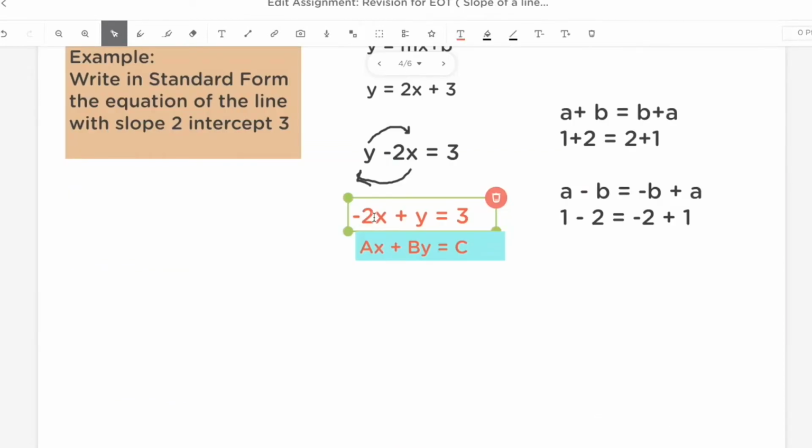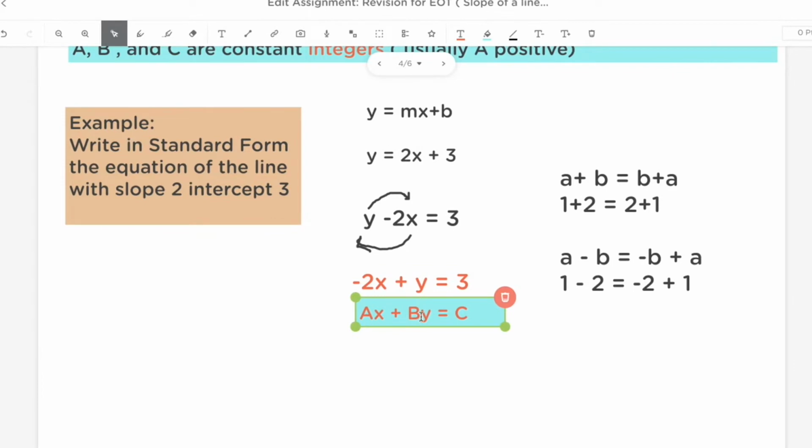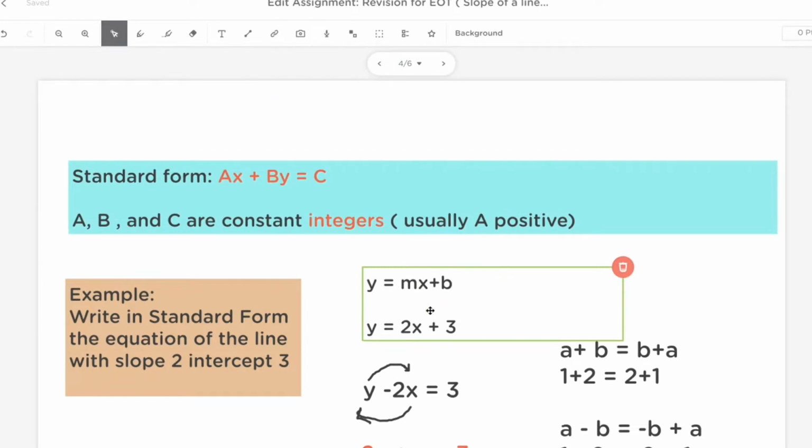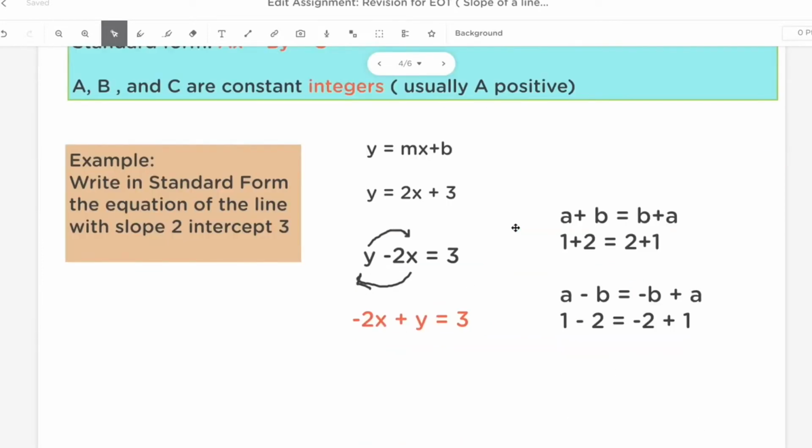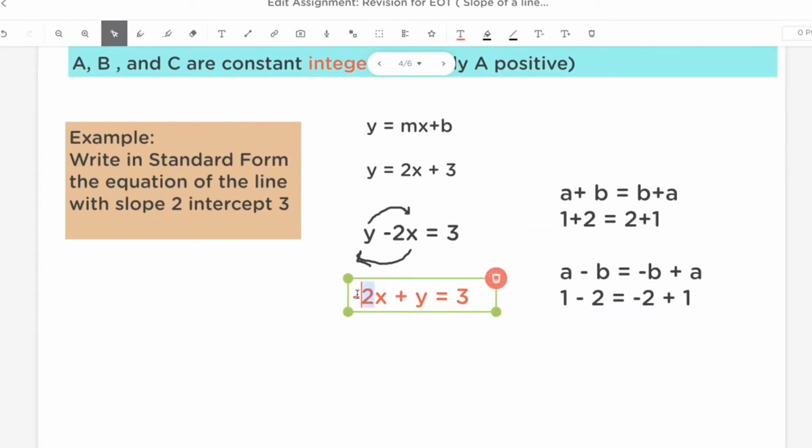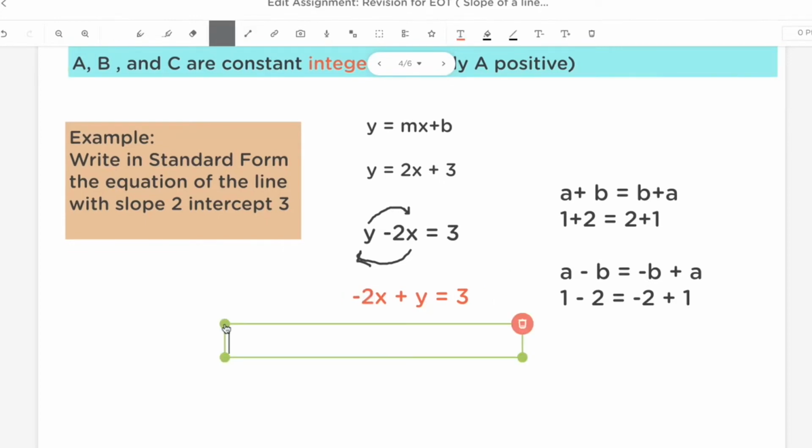Is -2 a constant integer? What is b in this case? This b is 1, this a is -2, and this c is 3. I told you, usually a is positive. If I want to change this a to positive, I multiply everything by -1, or change the signs.